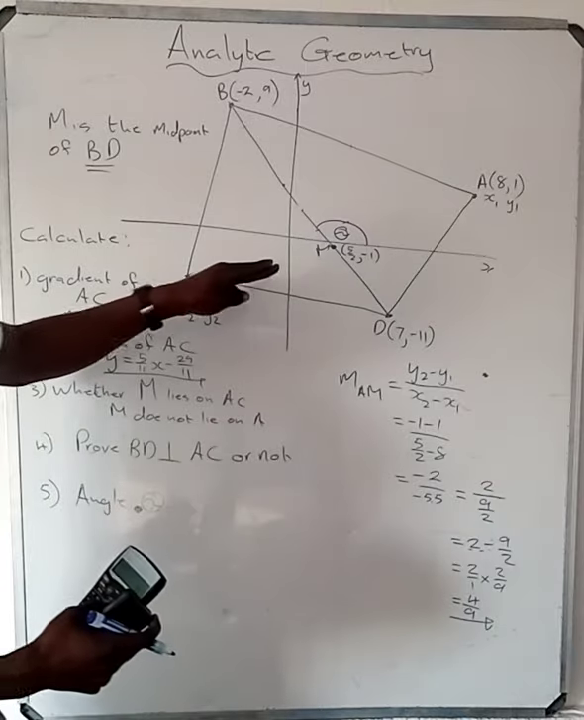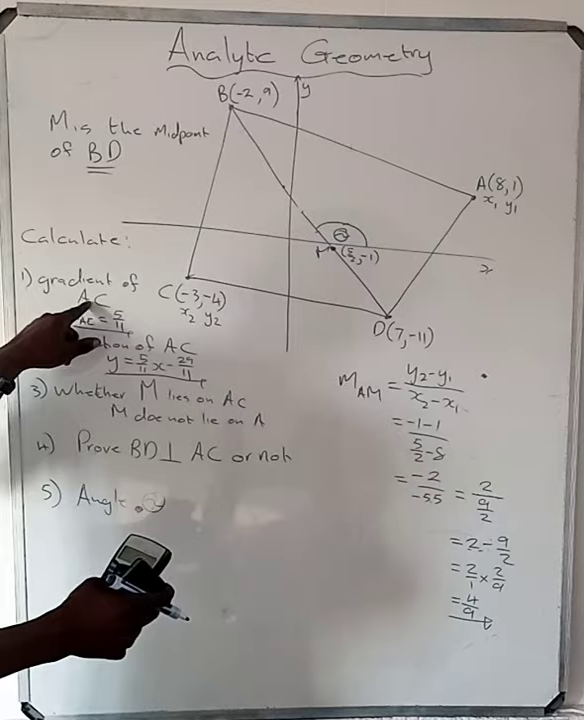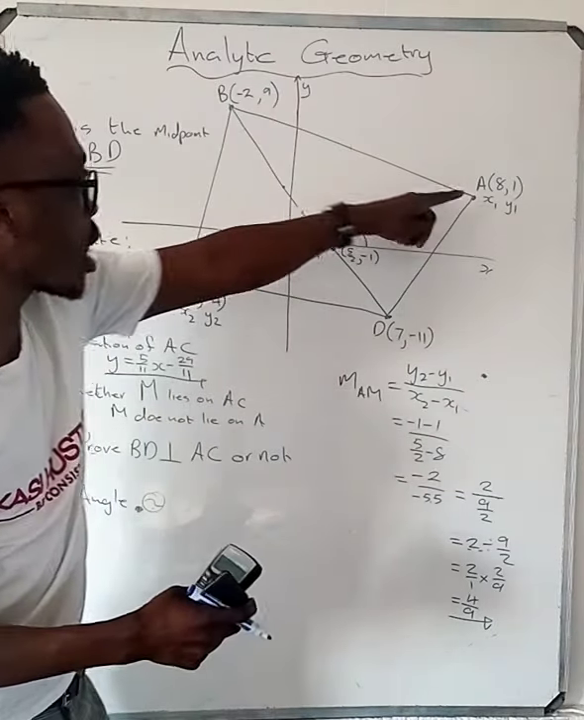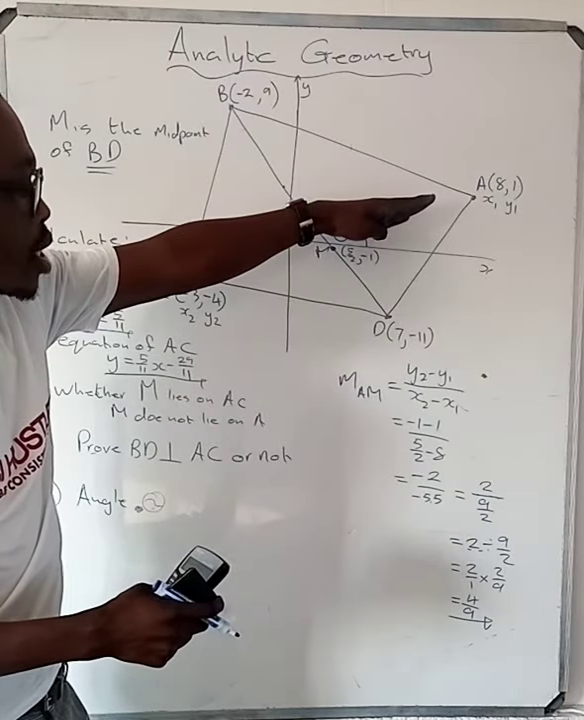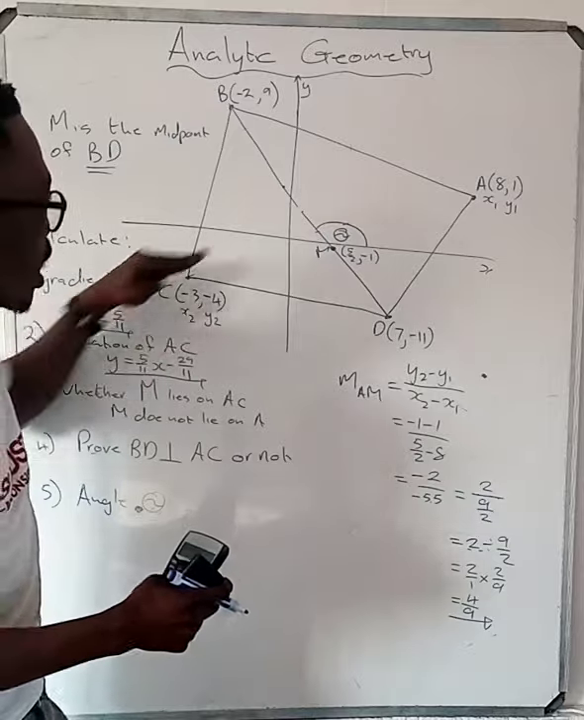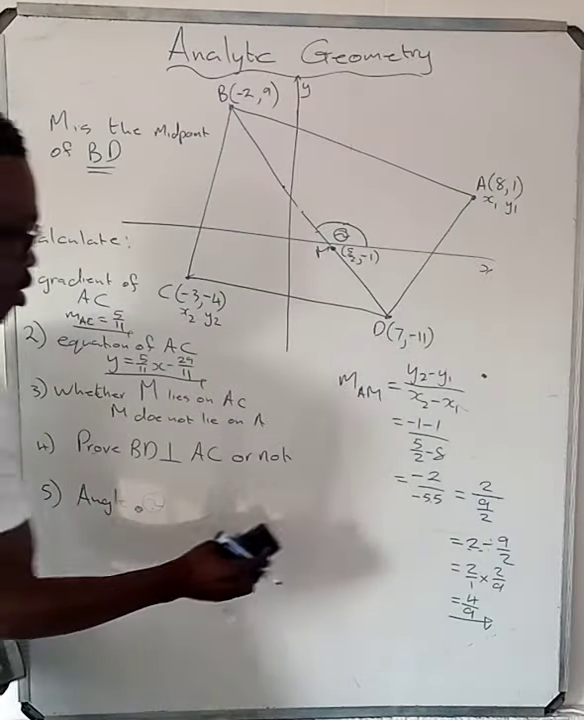Because if the gradient of MA is not equal to the gradient of AC, then by the collinearity rule the gradients would not be equal. That means M is not part of this line.